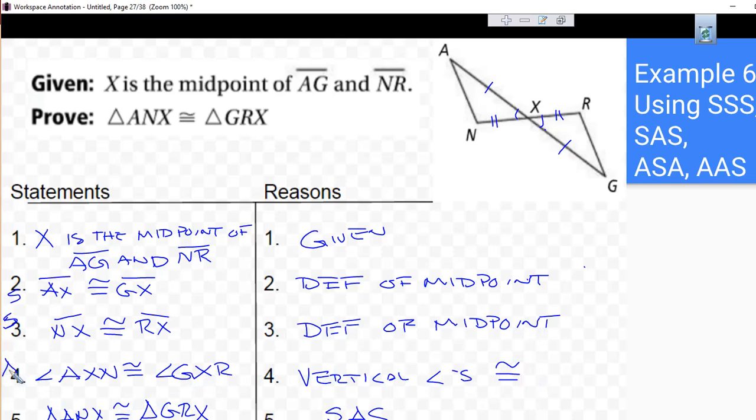So this is an angle measure. So we have enough to prove that triangle ANX is congruent to triangle GRX, and our reason is going to be side, angle, side. So we have side, angle, and side. So side, angle, side is our triangle congruency.